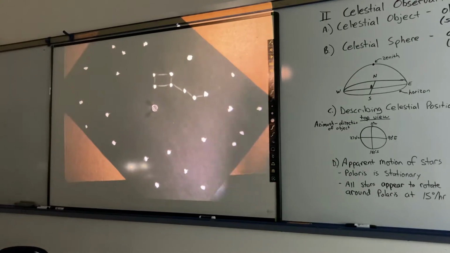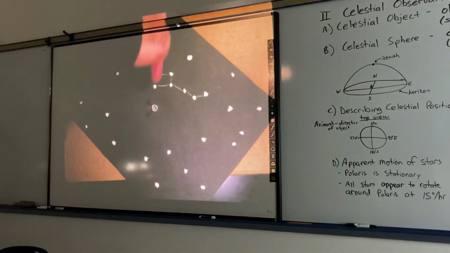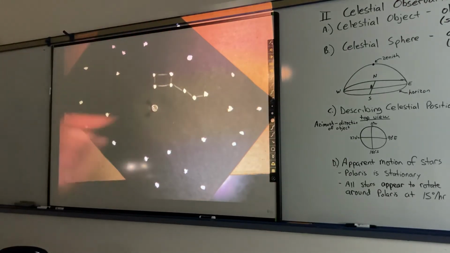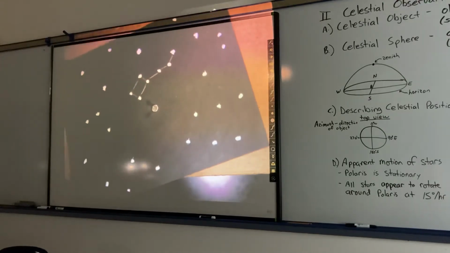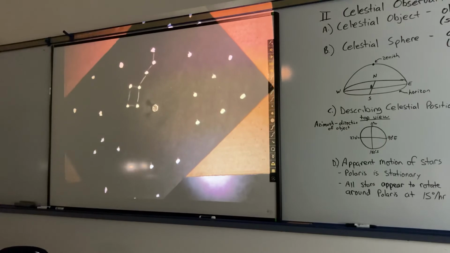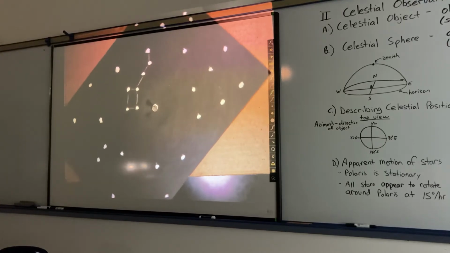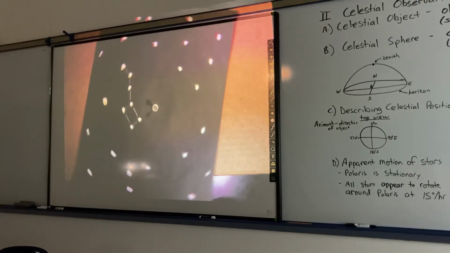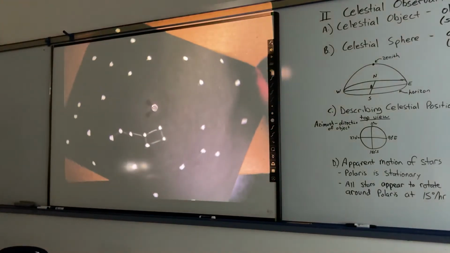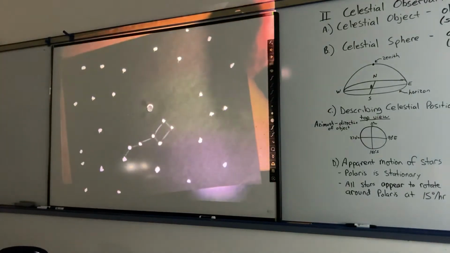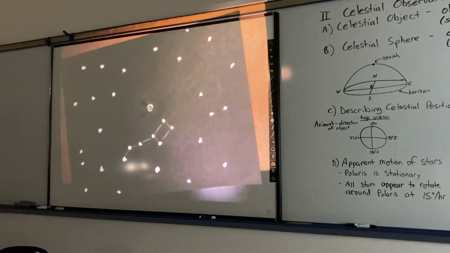And if you notice, these last two stars in the Big Dipper still point towards Polaris. Even though they're moving around, they're still lined up in a way where they point to Polaris. So because this is caused by the Earth rotating, it would take 24 hours to go all the way around once. All right, so that's how the stars move during the course of the night around Polaris.